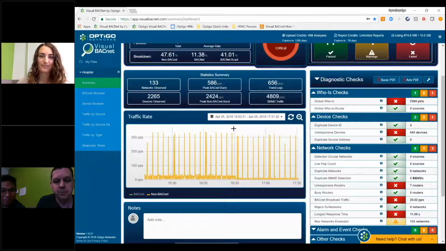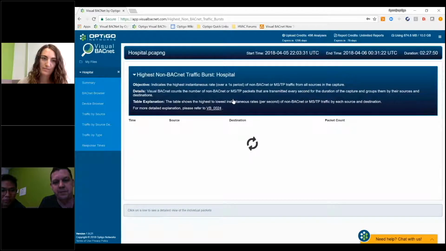The way you can tell is you go into the peak non-BACnet burst traffic, and this is a little tidbit that we have. It's not BACnet specific, but it does show us some information about what that peak, what that cyclical traffic is looking at. And when it comes up here, there's a lot of non-BACnet data.